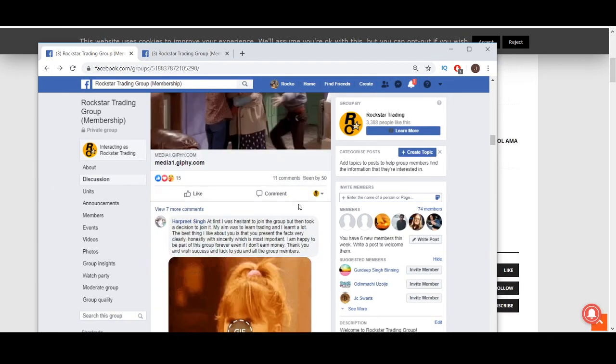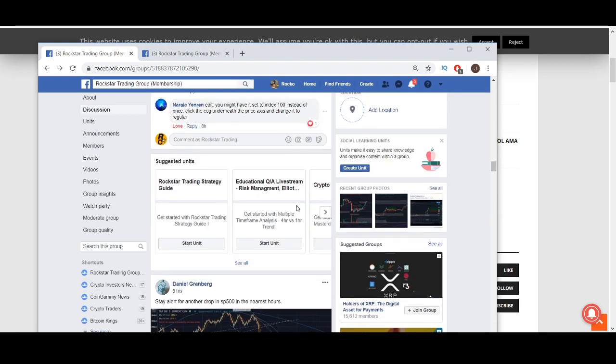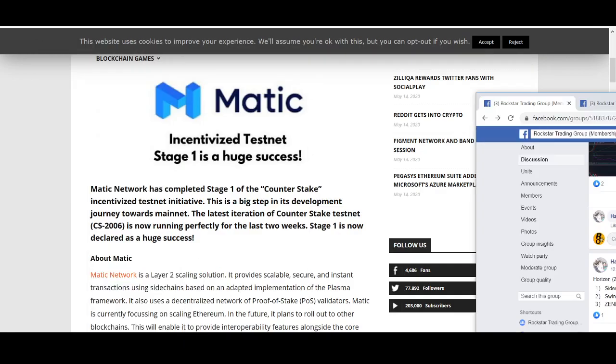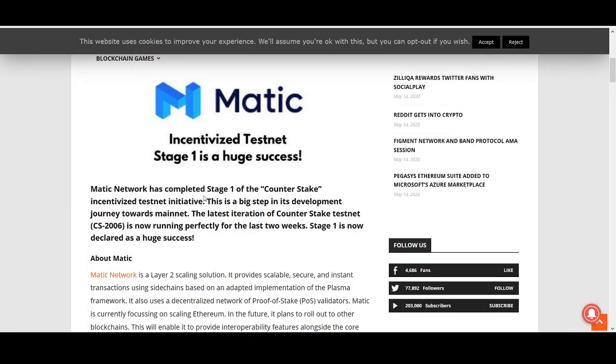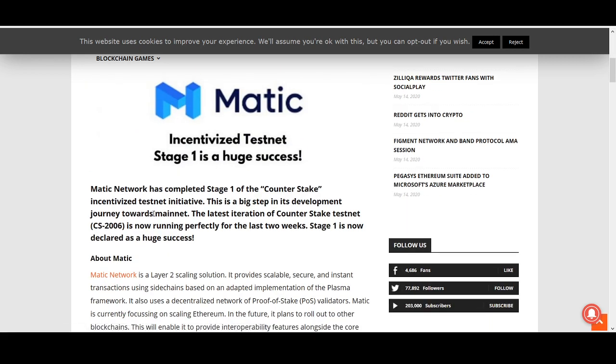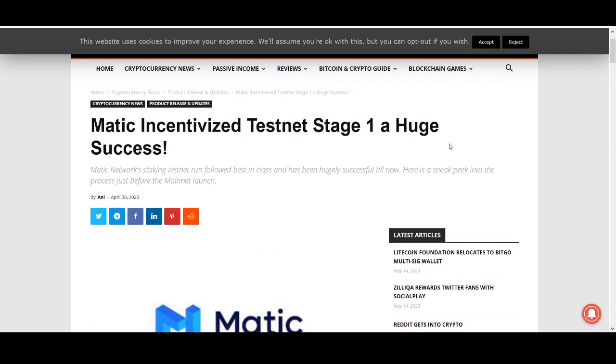Someone posted in the group about Binance USA launching Matic network as well. I can't remember where the news is. I have not been able to find that news, but if Binance USA is listing Matic as well, then that's more people. America is one of the huge players in the cryptocurrency market, so if more people have access to Matic, that's only going to be good for Matic network price going forward. So those are a few good news.